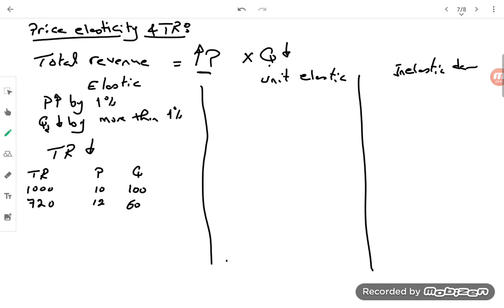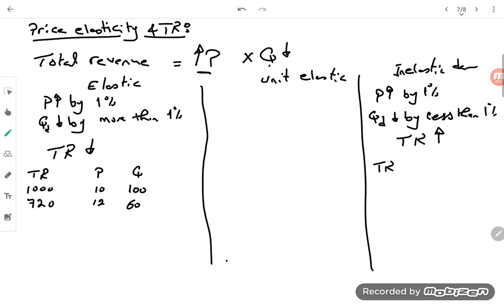What about the inelastic demand? As we said, with inelastic demand, the quantity will decrease but by a small amount, or a minor percentage. So as price increases by 1%, quantity demanded will decrease by less than 1%. So in this case, total revenue will increase. Let's take an example.